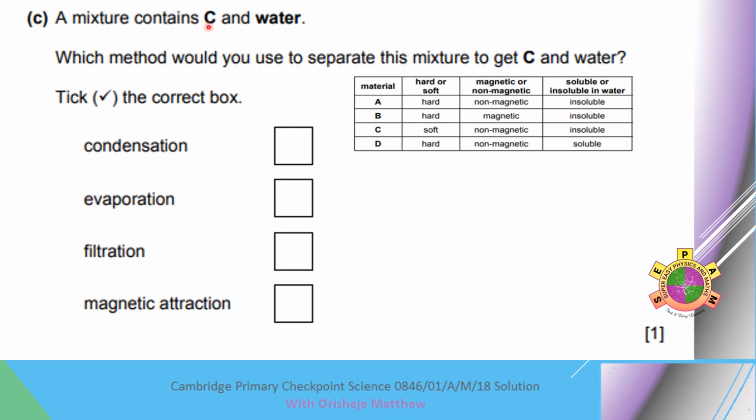A mixture contains C and water. C is soft, non-magnetic, insoluble. So depending on the way it is, you can go for filtration because it does not dissolve in water.